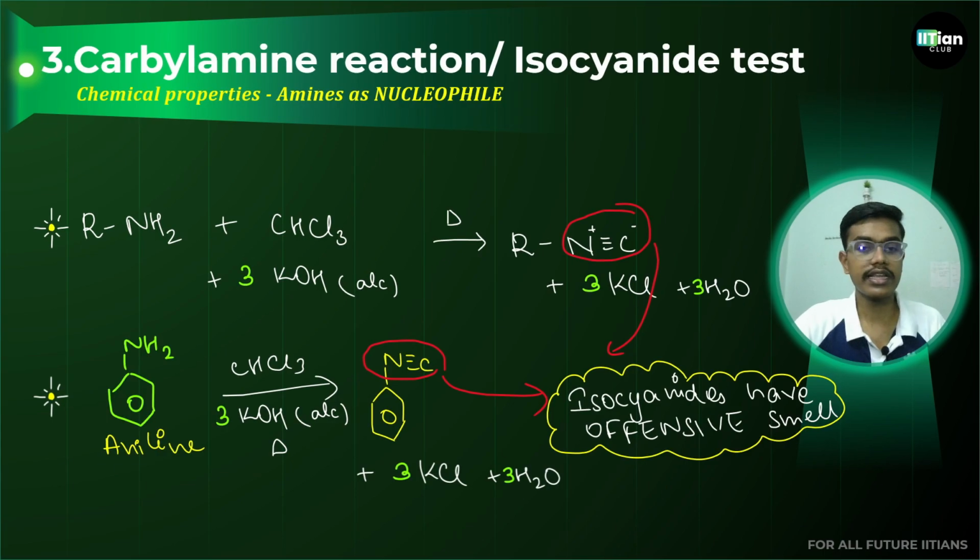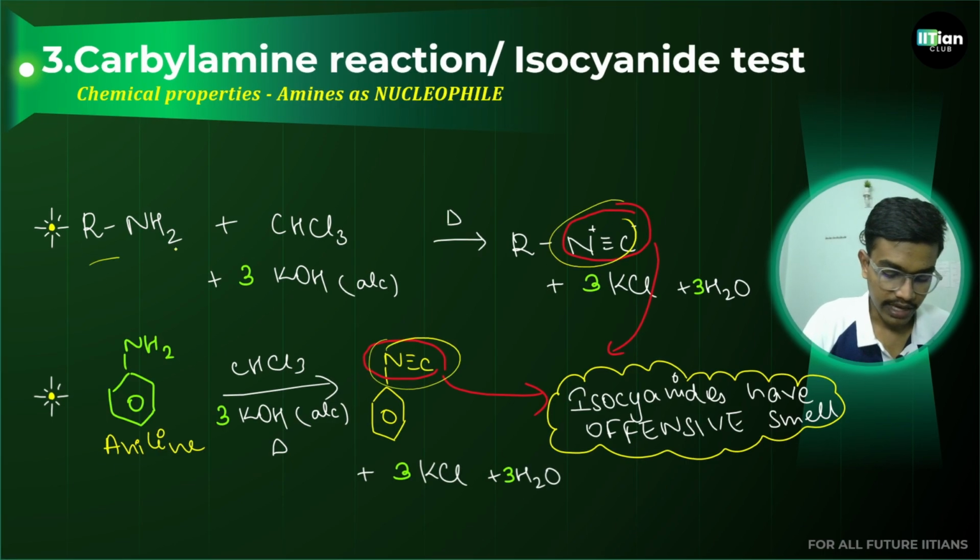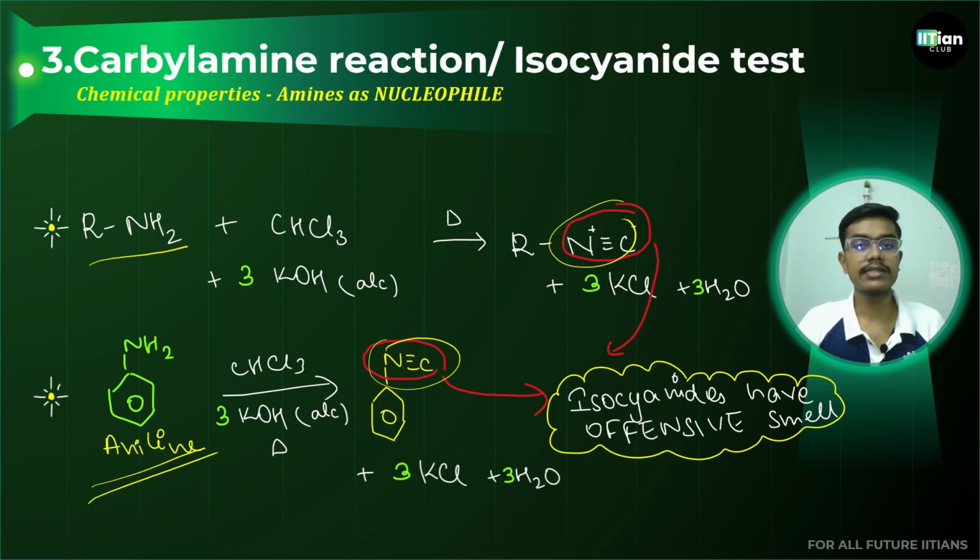And this is the reaction, and you are forming isocyanides. You can see both aliphatic amine and aniline. Aniline is aromatic, and both these are forming isocyanides, and these have an offensive smell. Hence, we can detect it.